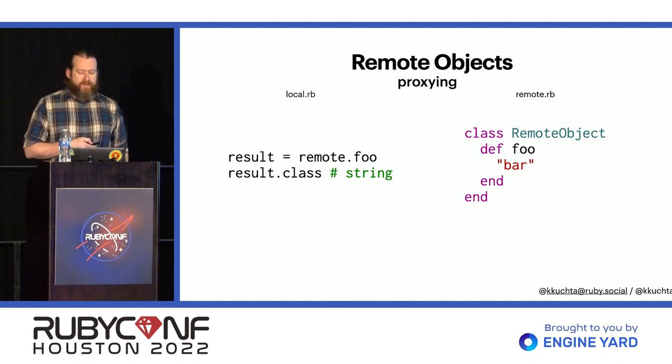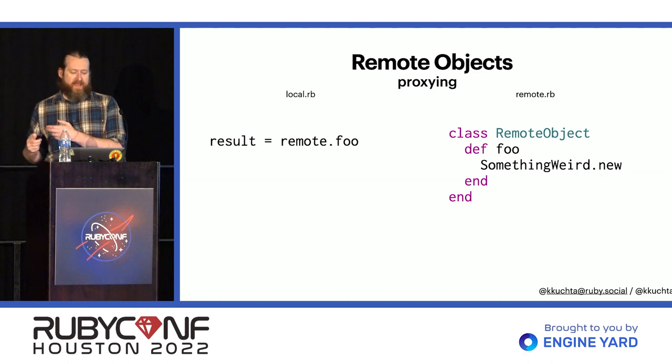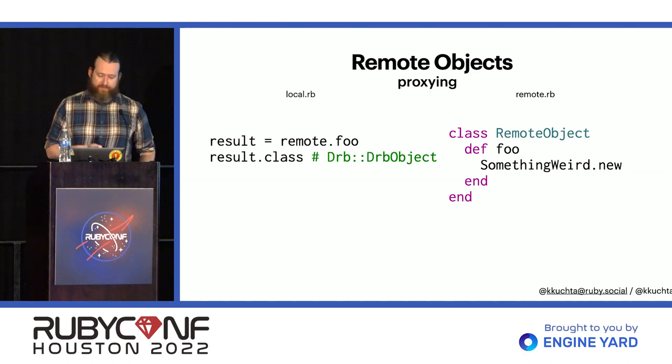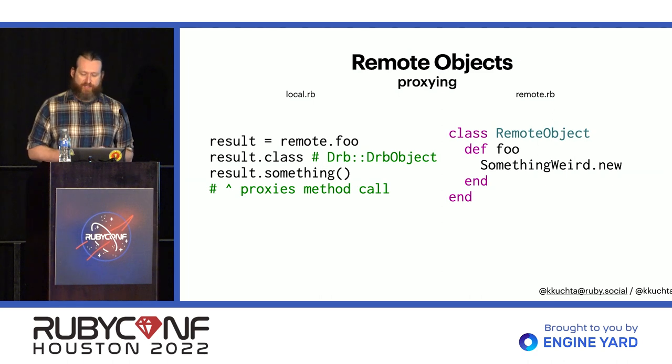Well, it turns out Ruby is very good at serializing simple things like strings and integers. It doesn't know how to serialize everything, though. For example, if I have a remote method that returns something weird, something that Ruby does not know how to serialize, instead of trying to return this, it will keep this instance of something weird on the remote side and instead return a proxy object, a derb object. And of course, then if I call a method on that, it will get proxied out to the remote side and back. And that's what we wanted with our make new function.